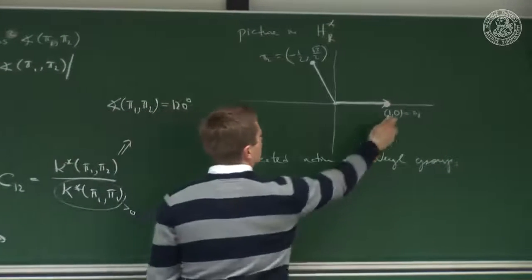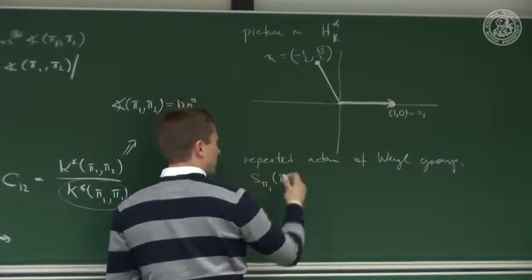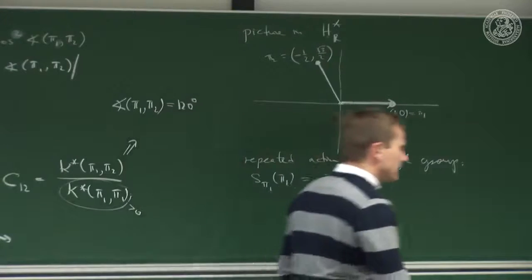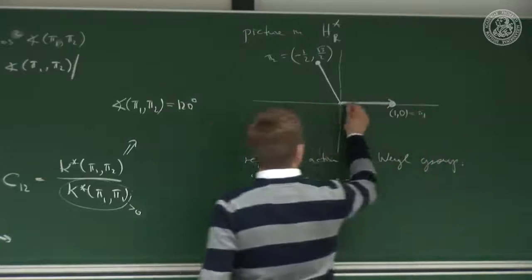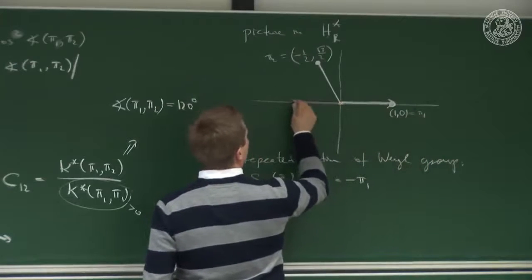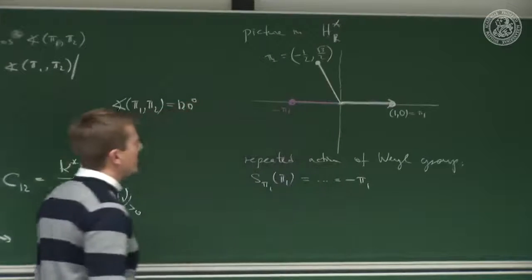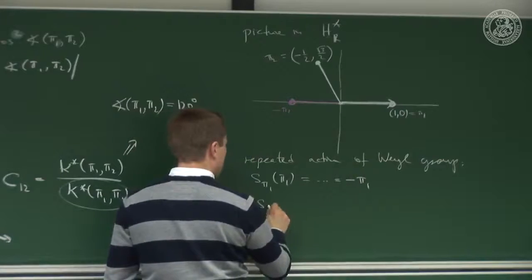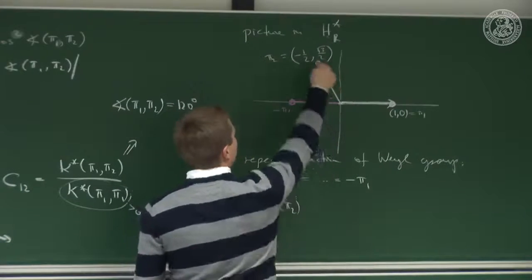So what do we do? Well, we start with this one. We already know that S_pi1 of pi1, we calculated this before, gives you minus pi1. So you definitely can get from this guy here this root here, which is minus pi1. Okay, so what else can we do? We can act with the S_pi1 Weyl transformation on the pi2.